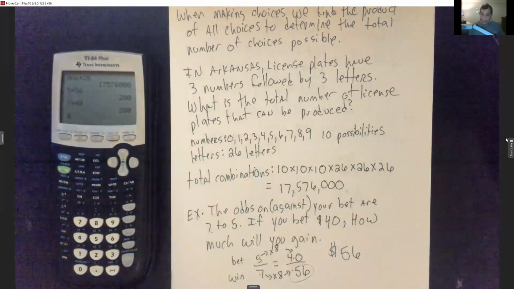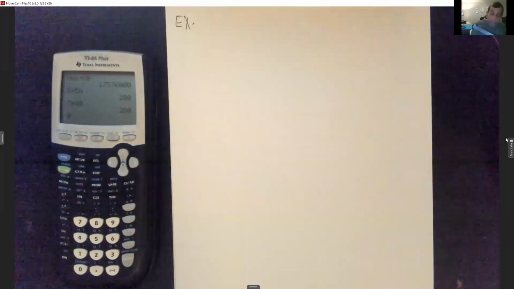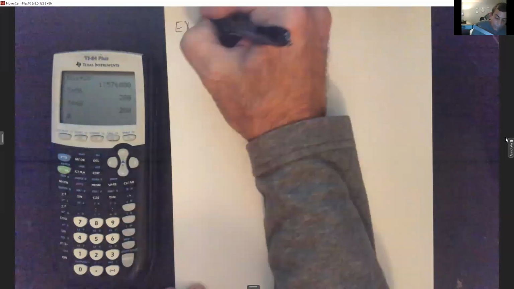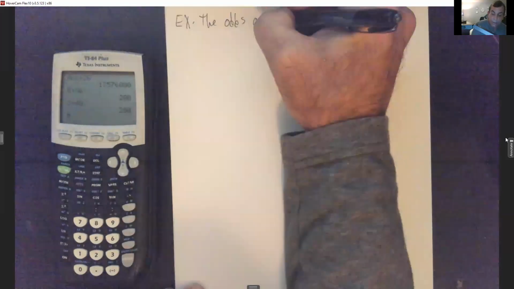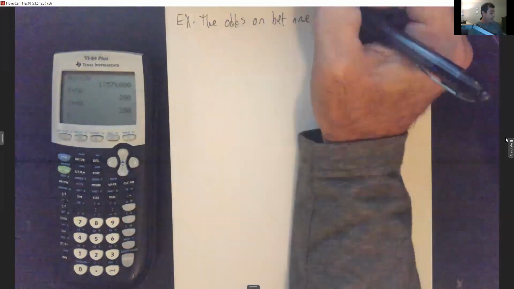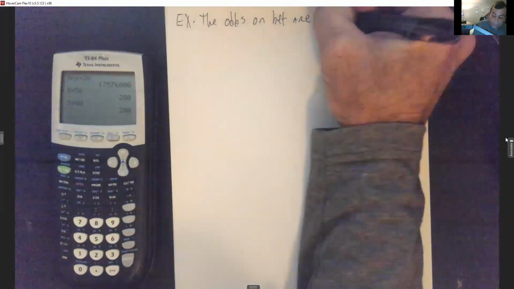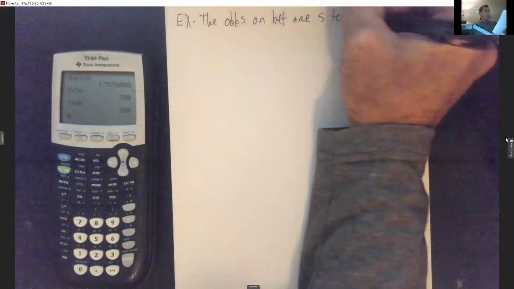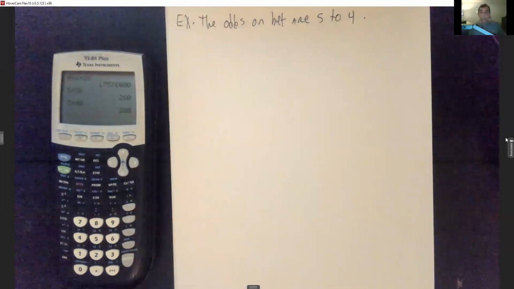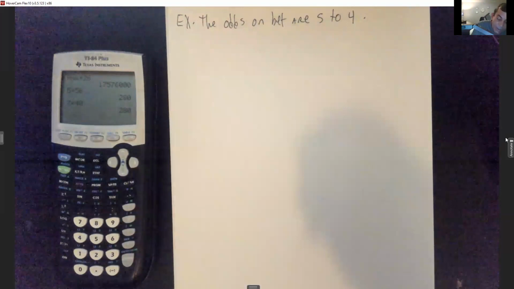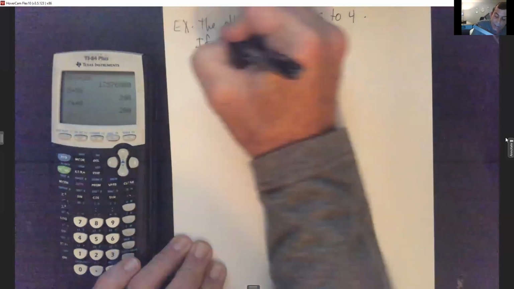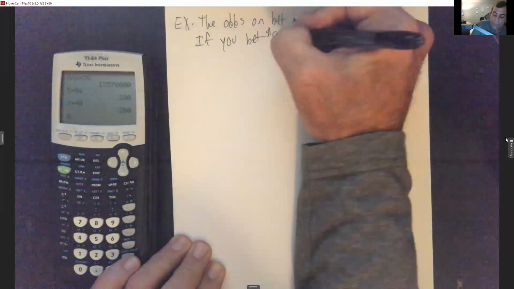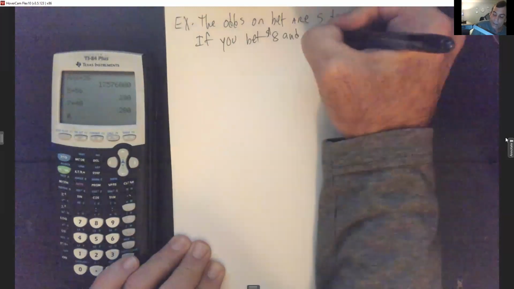All right, so let me do one more of those. I'm going to bet on this one. The odds on the bet are 5 to 4. If you bet $8 and win, how much do you win? So if you bet $8 and win, how much did you win?